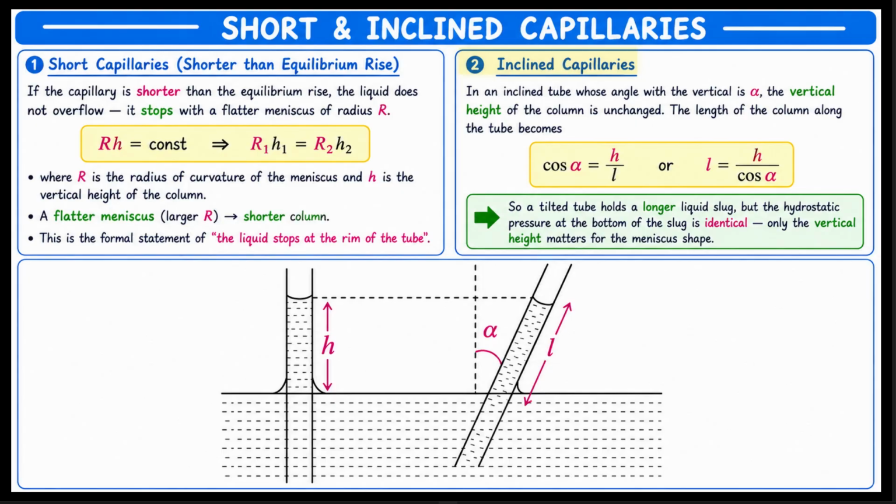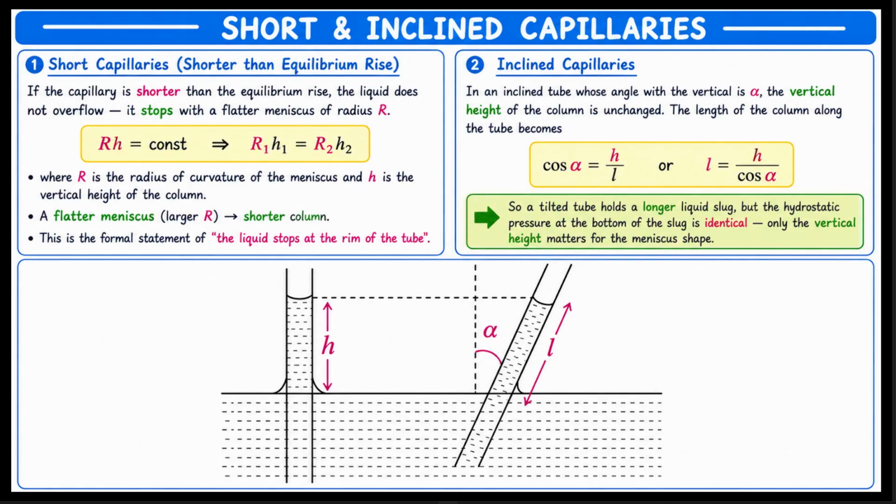Second, let's examine the diagram comparing the vertical capillary on the left to the inclined one on the right. When the tube is tilted at an angle alpha from the vertical, the length of the liquid slug along the tube, labeled L, increases such that L equals h over cosine alpha. However, as the horizontal dashed line spanning across both tubes illustrates, the vertical height h remains exactly the same. This visualizes why only the vertical rise matters. It is the vertical height that determines the hydrostatic pressure supporting the meniscus.